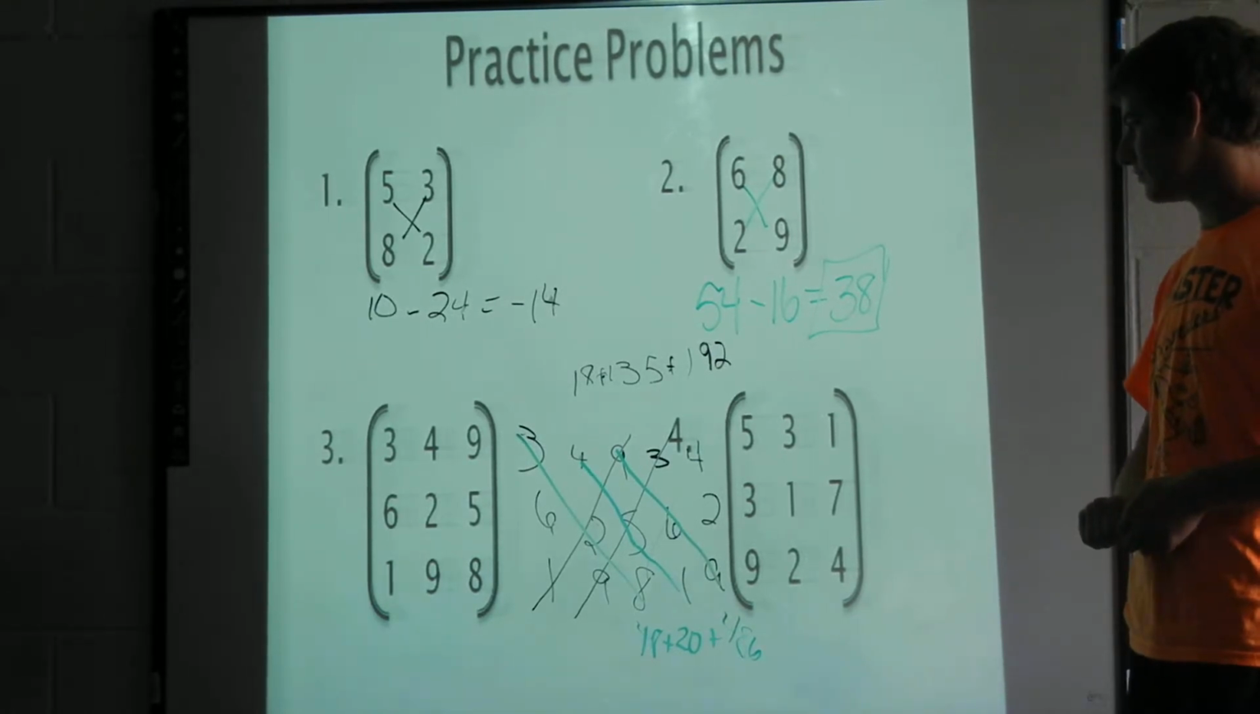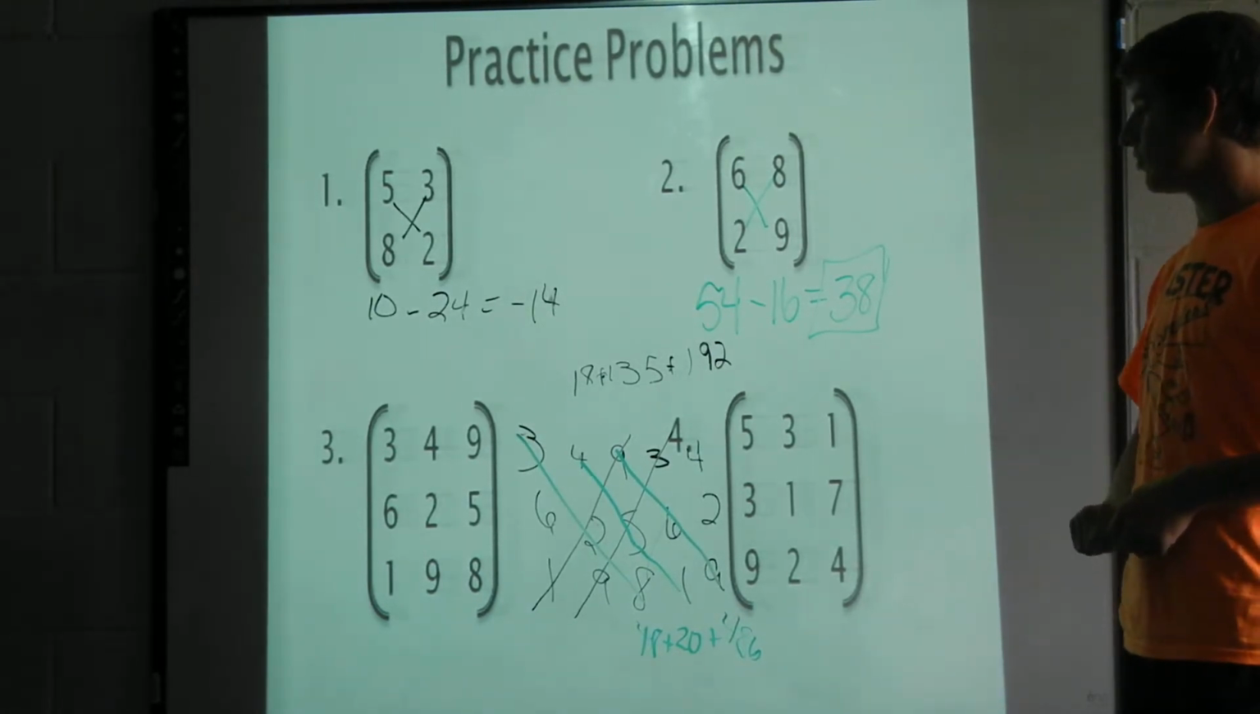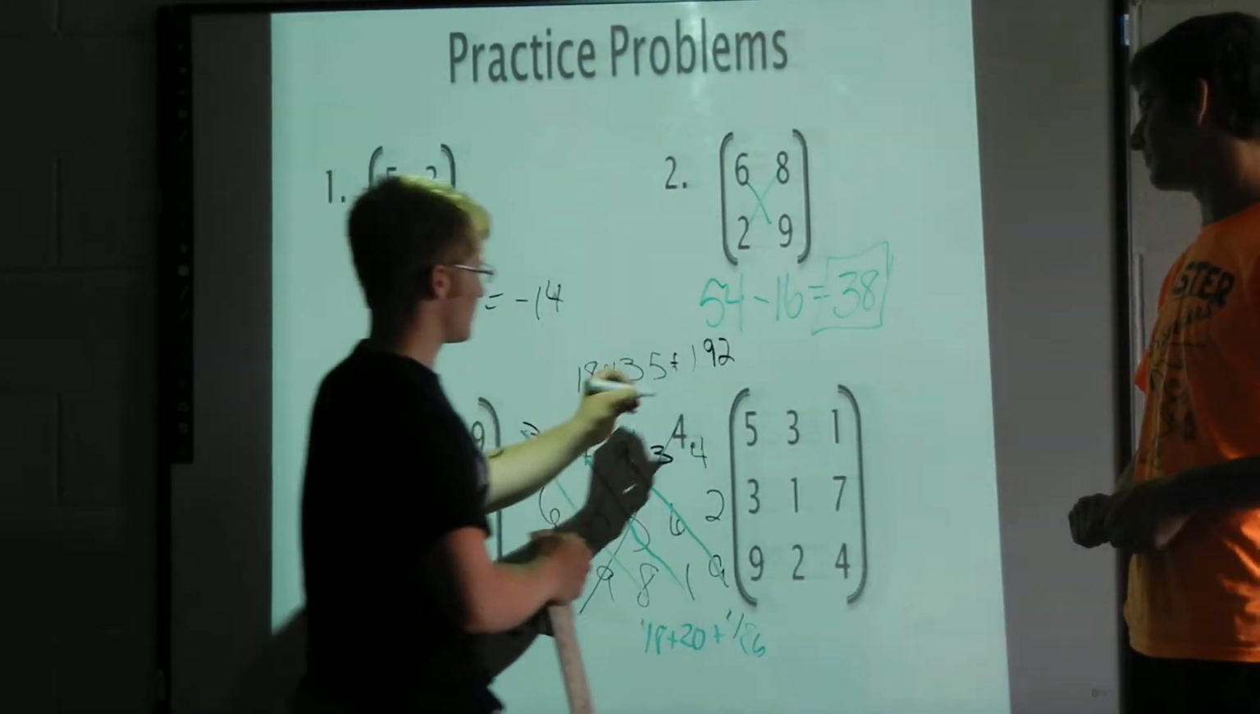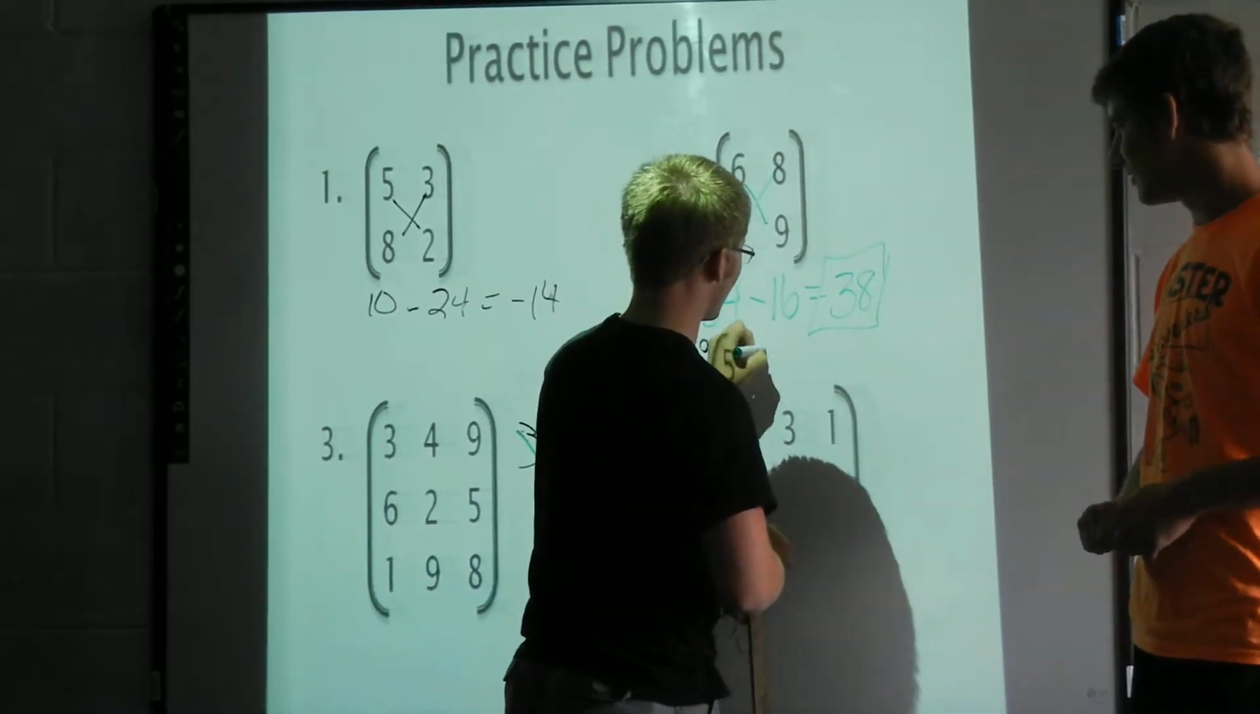Well, 192 and 18 is 210. 210 and 135 is 345. Very good, 345. Correct.